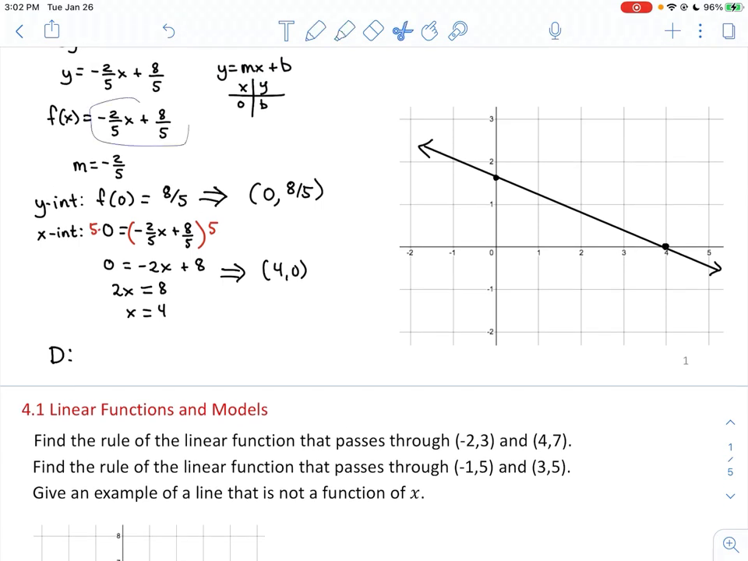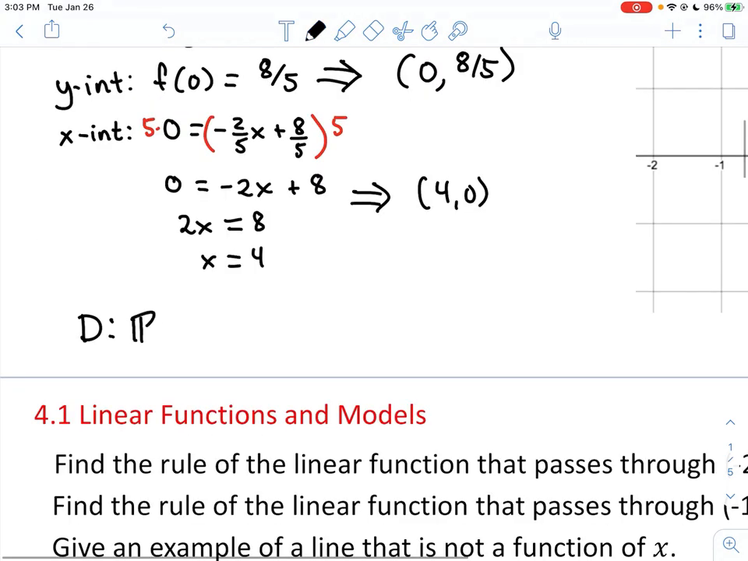So if you just look at the function rule right here and say, hey, is there anything I can't do negative 2/5 of? And the answer is no. You can negative 2/5 of any number. There's no restrictions on what x can be. So the domain is all real numbers. Remember, you can say domain is all real numbers is a fast way to write that, or you can instead write negative infinity to infinity.